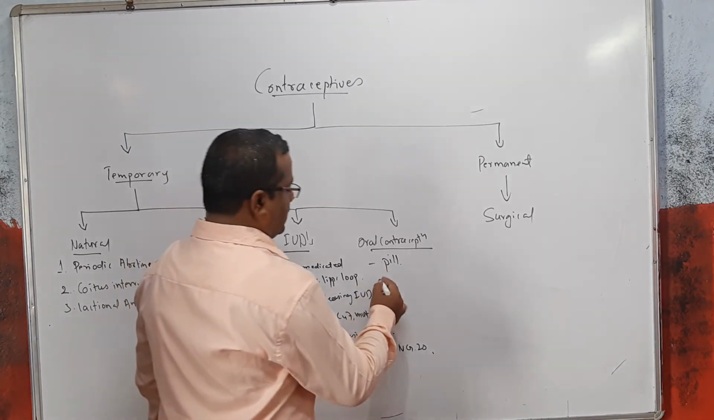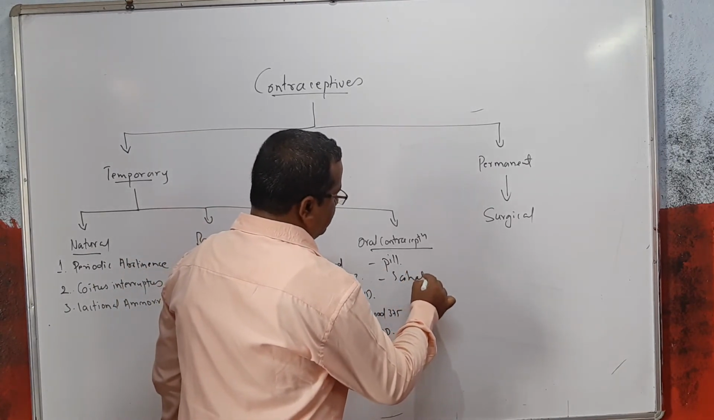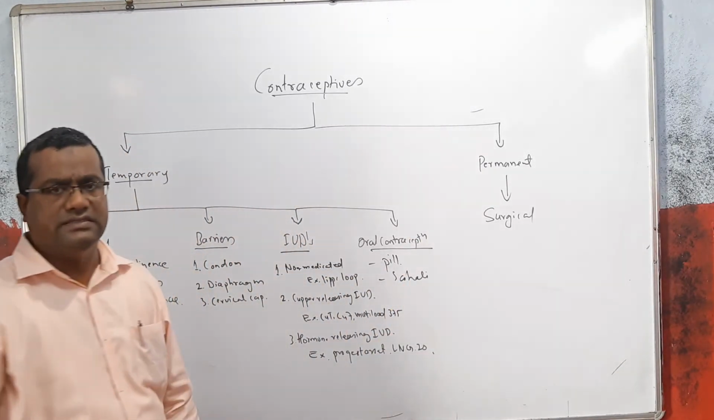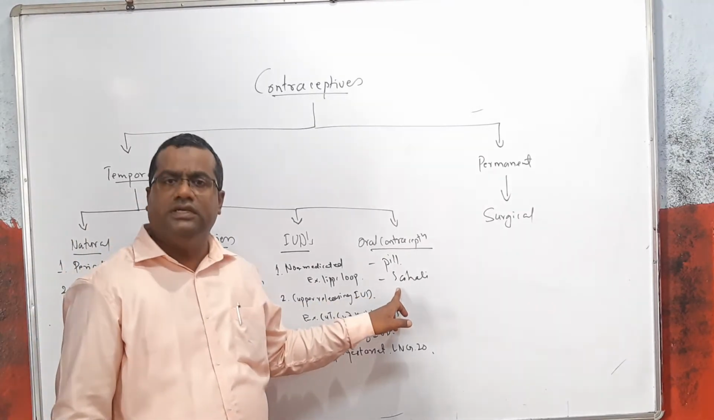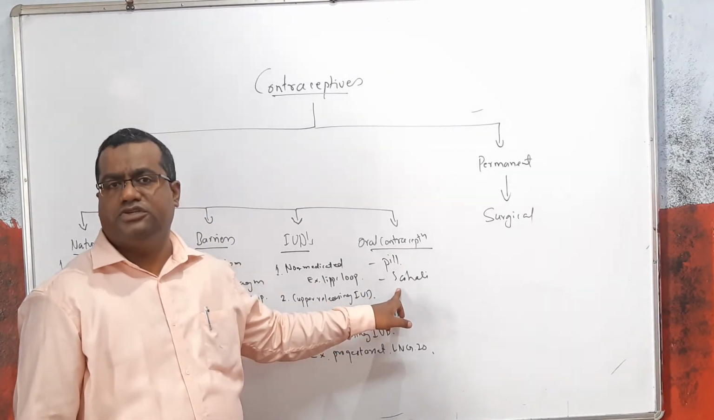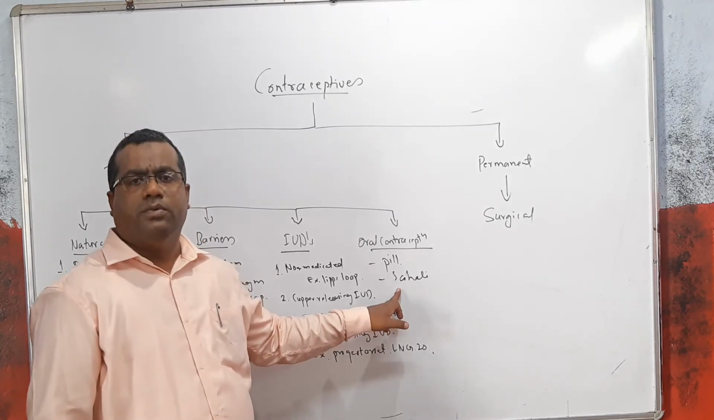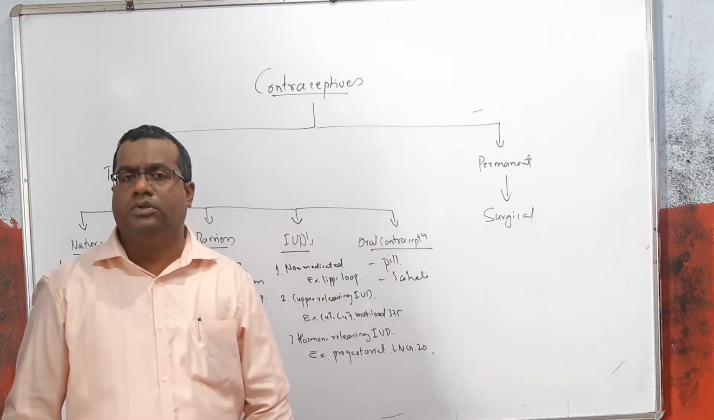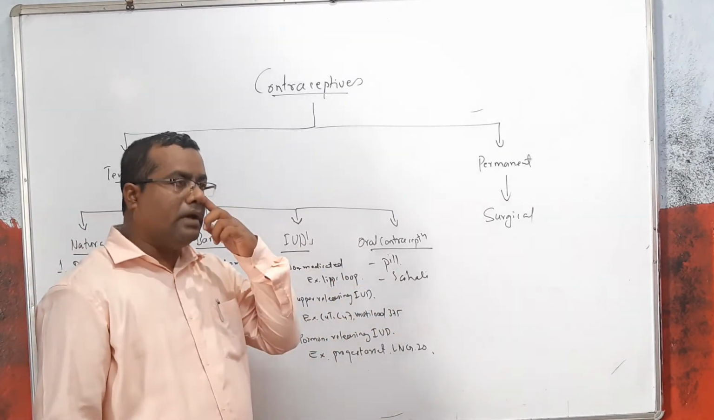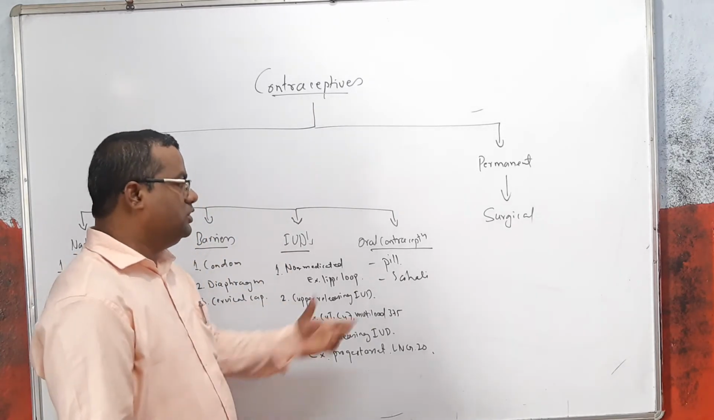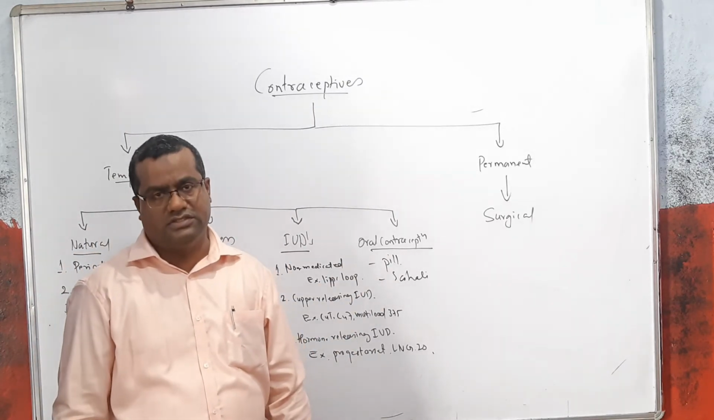Saheli is one of the names of the tablet. Saheli was produced in the Central Drug Research Institute, Lucknow, and this Saheli is available in the market also. So this is what oral contraceptives are, right?